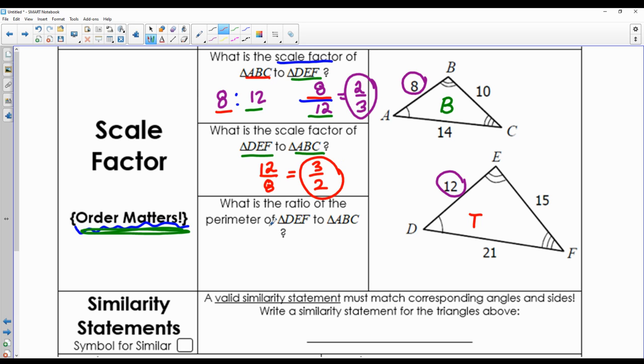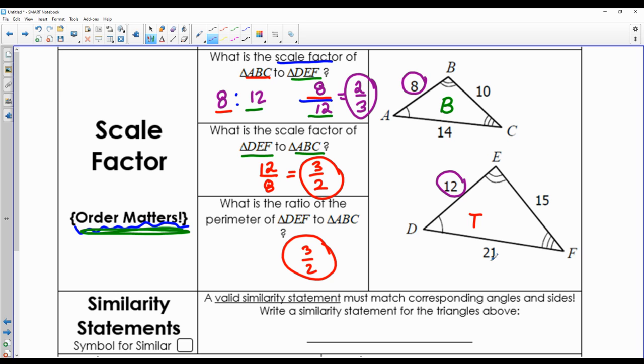Now the perimeter, we also talked about how the perimeters are the exact same ratio. They're going to have the same scale factor as the rest. So you can either just write it down because you know that, 3 to 2, and be done with it. Or if you really wanted to go to all the work to prove that that was true, add them all together. Again, it's DEF first, so this is going to be on the top.